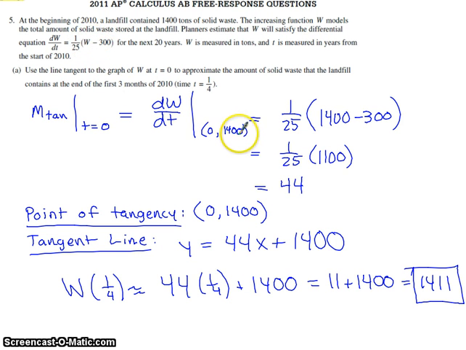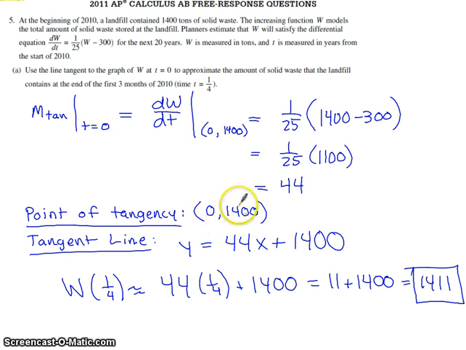But W is the variable within this derivative. And W, whenever T is equal to 0, is 1,400. So if we want to find our slope, we actually have to put 1,400 in place of the W in the derivative. And then if you simplify that, you end up with a slope of 44. The point of tangency was already given. It was actually (0, 1,400), the initial amount of waste in the landfill.